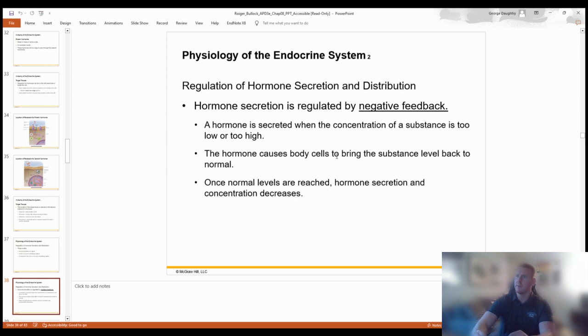And then we have that negative feedback, right? So negative feedback, a hormone is secreted when the concentration of a substance is too low or too high. We need to bring it back to homeostasis. The hormone causes body cells to bring the substance level back to normal. And once normal levels are reached, hormone secretion and concentration decreases. So just remember that if the hormone is too high, too low, or we just simply don't need it anymore, negative feedback is bringing it back to homeostasis. Something was negating that hormone production.